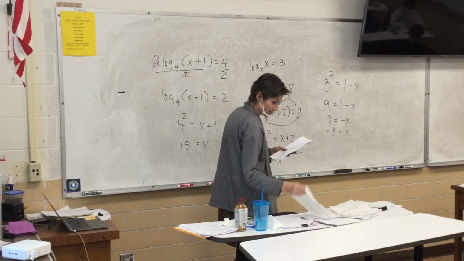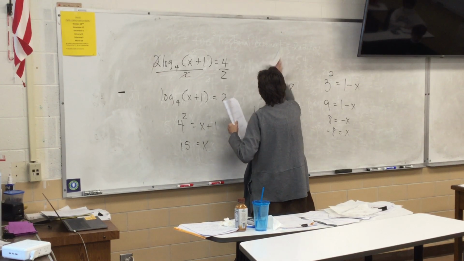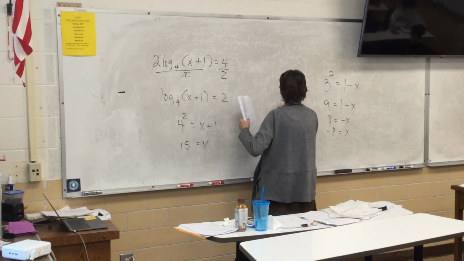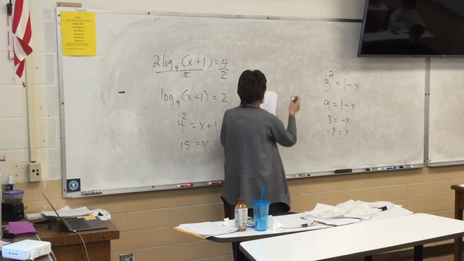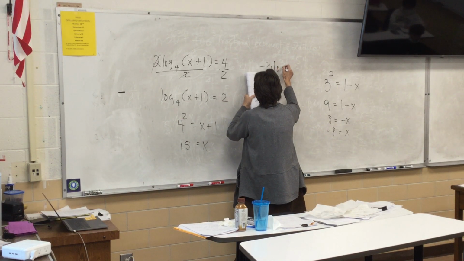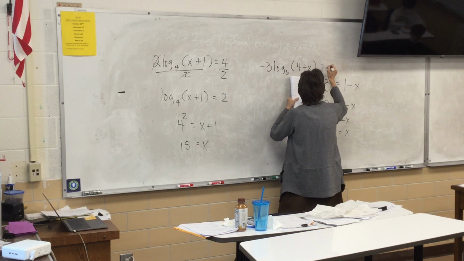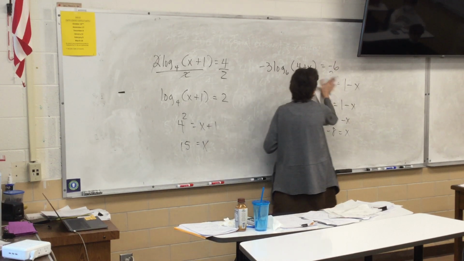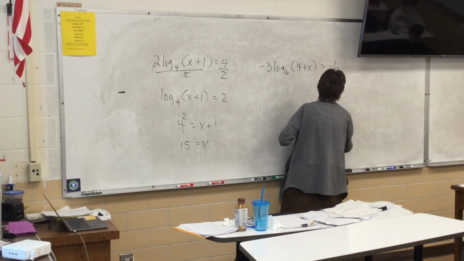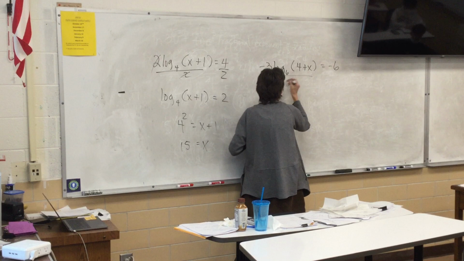Last one before we go to the calculator. What do you think about L? Hey, wait a second. So you want to subtract the 6? Is that what you said? I like that idea. Subtract that 6 over to the other side. And then divide by -3.